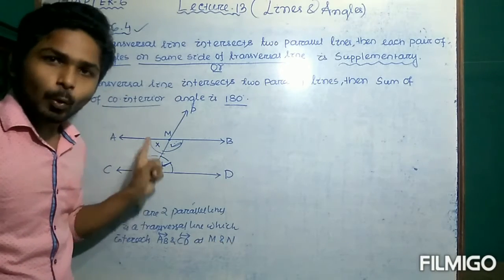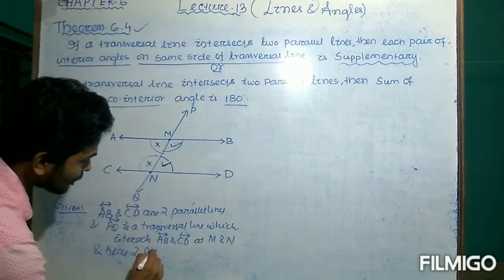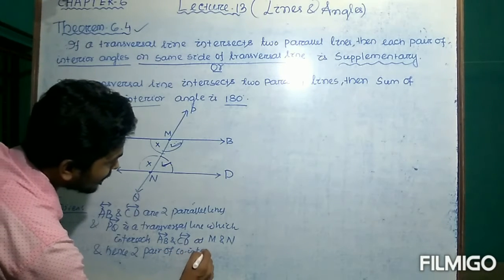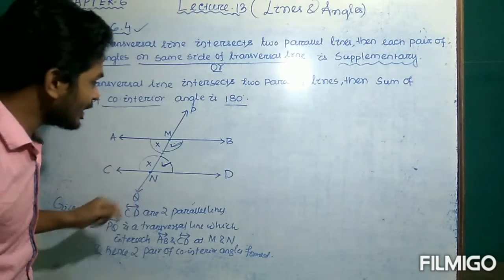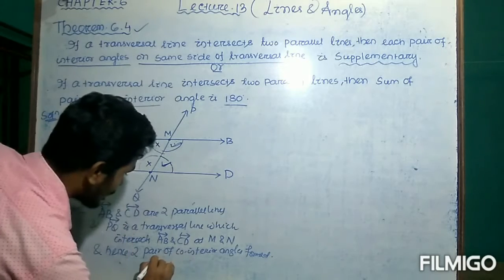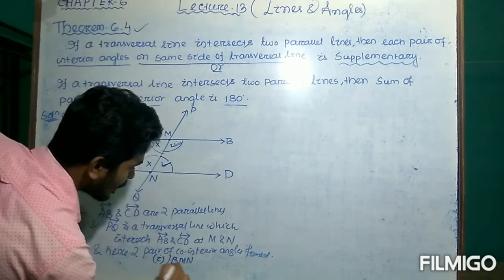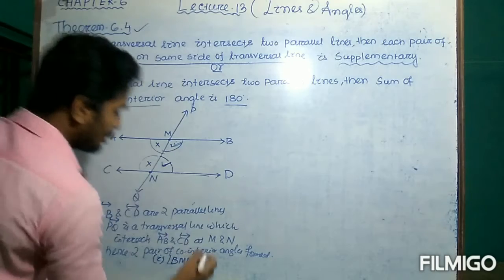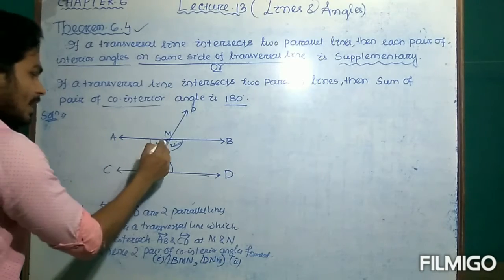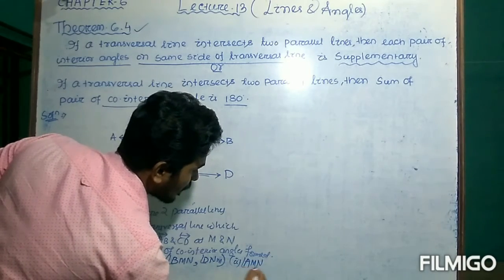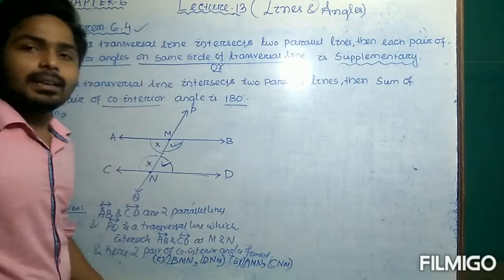Then how many co-interior angles are formed? Two pairs of co-interior angles are formed, and hence two pairs of co-interior angles formed. What are they? The first pair is angle BMN, comma, angle DNM. The second pair is angle AMN, comma, and angle CNM. So these are the two pairs of co-interior angles.